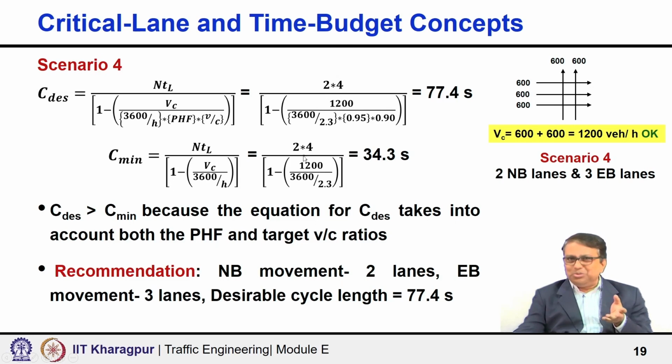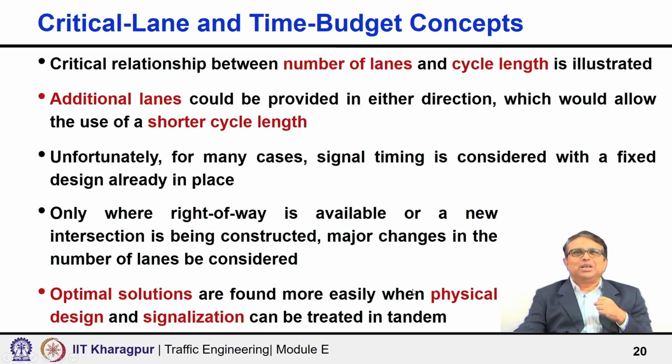And what is going to be our recommendation from this? That you widen the northbound movement to 2 lanes and the eastbound movement to 3 lanes: accommodate the eastbound movement in 3 lanes, accommodate the northbound movement in 2 lanes, and have a desirable cycle length of 77.4 seconds or 78 seconds. That is our recommendation.